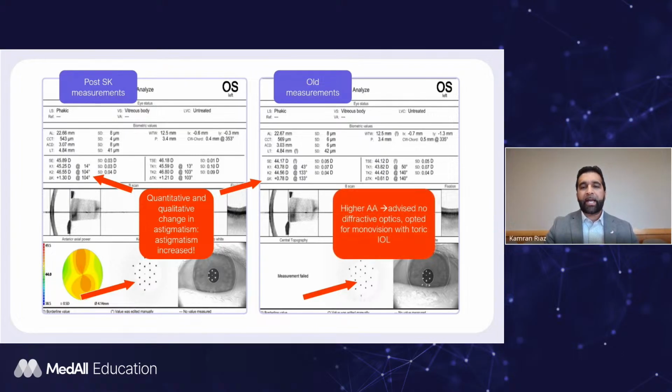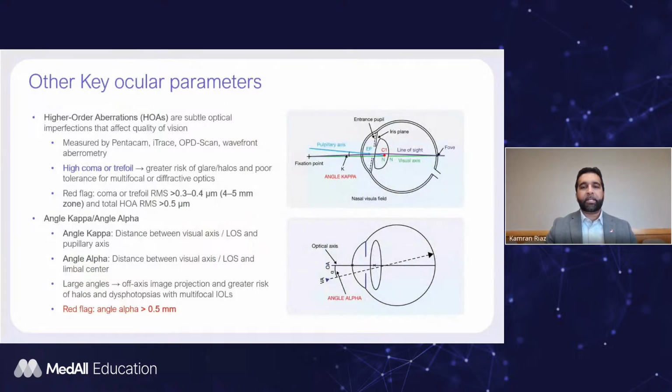This is a patient who, again, had a higher angle alpha. We advised no diffractive optics, and opted for a monovision option with a toric IOL to treat that amount of astigmatism. So again, we're going to talk about angle alpha in just a little bit, and actually it comes up on the next slide.